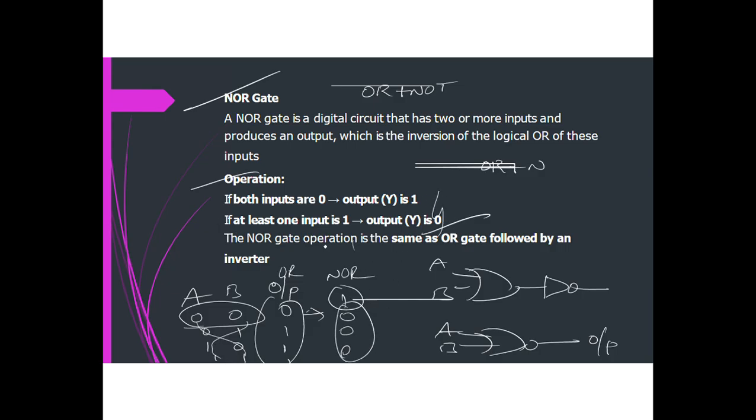The NOR gate operation is the same as the OR gate followed by an inverter. So the OR gate output is going to be connected to the input of the NOT gate, and that output is going to be our NOR gate output.